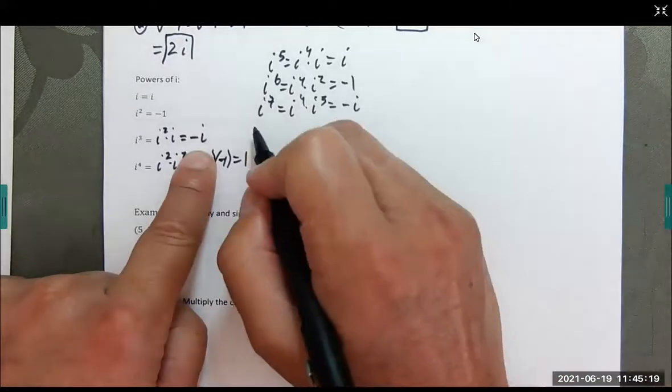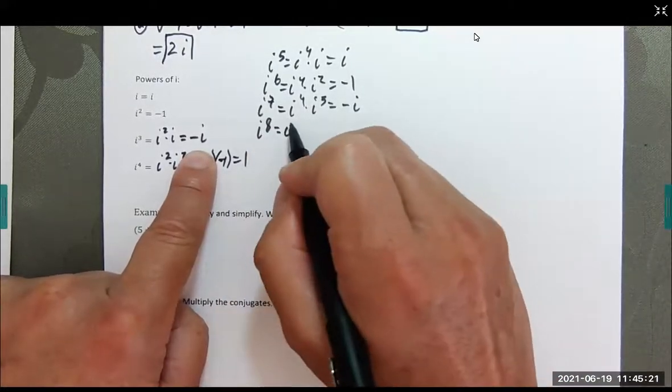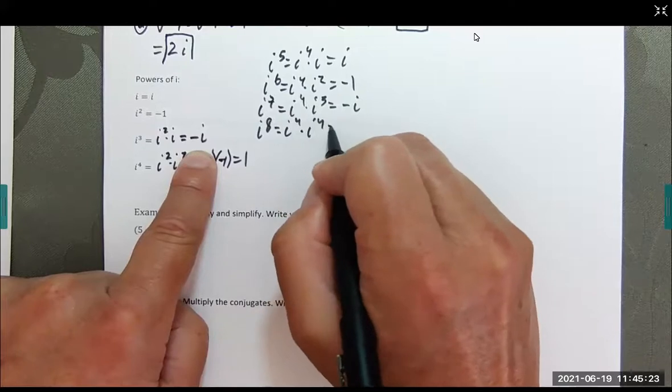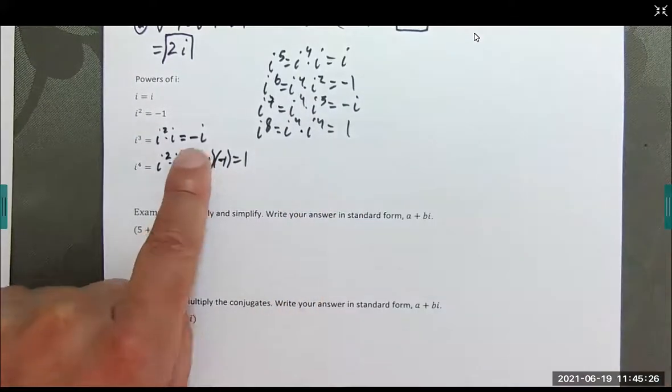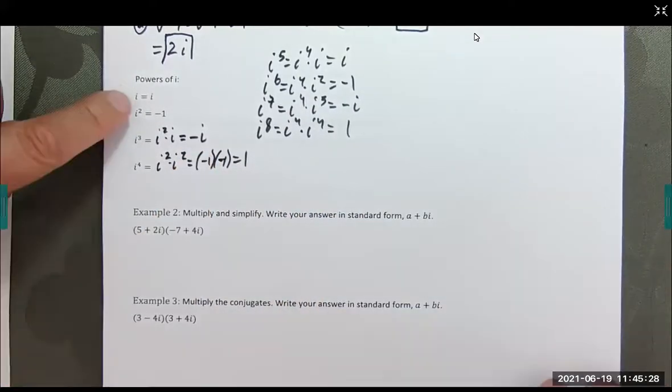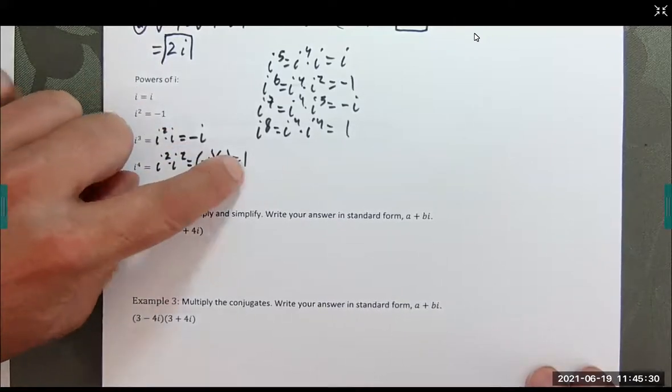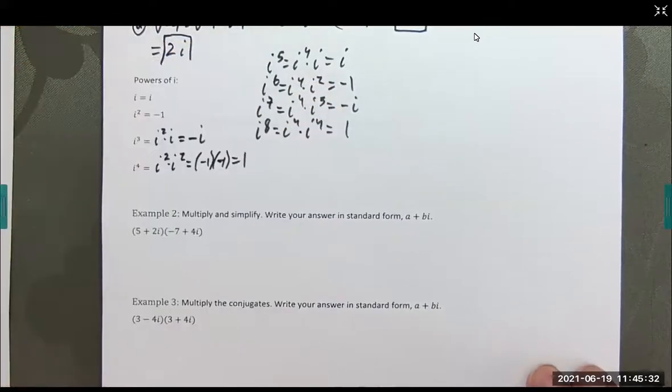i to the eighth is i to the fourth times i to the fourth. 1 times 1 is just 1. Now I want us to see a pattern here. i, -1, -i, 1. i, -1, -i, 1. It's going to cycle like that every time.